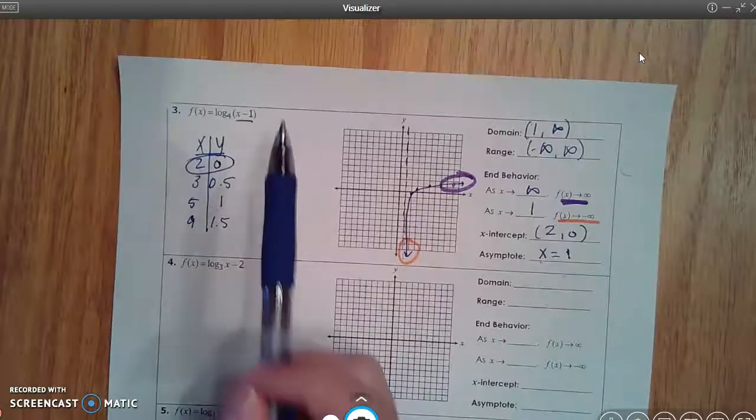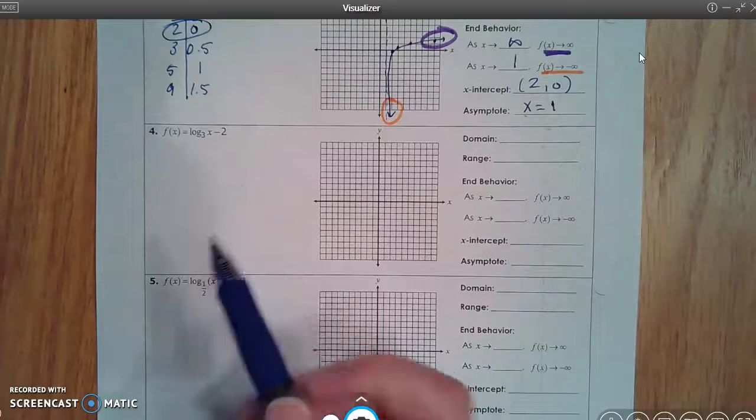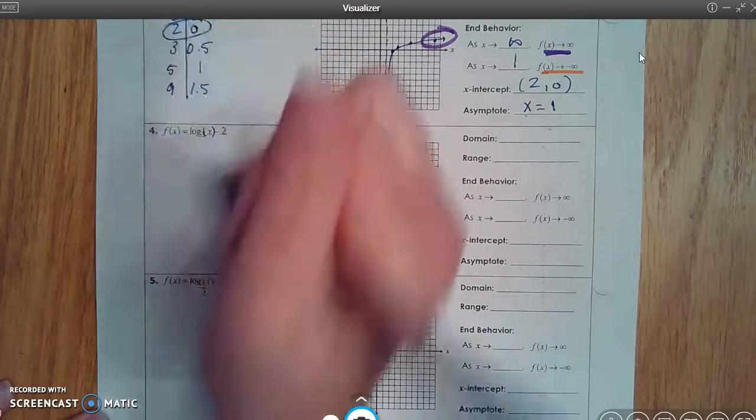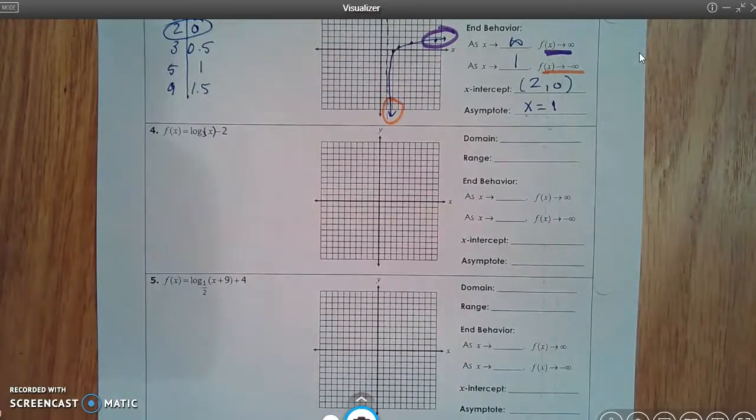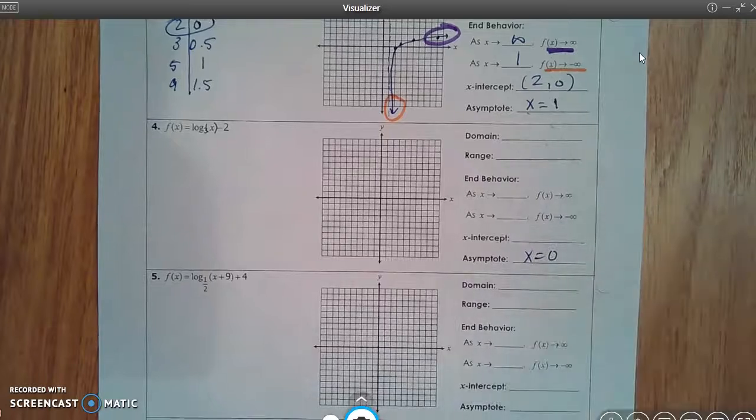So if you look up here, these ones automatically had parentheses, correct? So that means the minus 1 was inside of it. Since number 4 doesn't have parentheses, that means the parentheses are technically only around the x, and then your minus 2 would stay outside of it. So don't just magically put parentheses around the x and the 2 because they're not there to begin with. Since there are no parentheses, that means the asymptote has to be at 0.